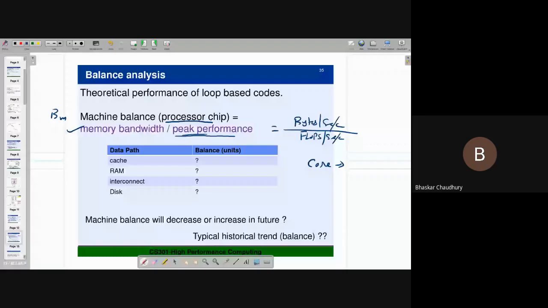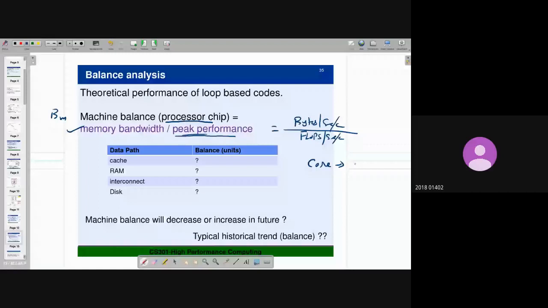Okay, now let me play around with some numbers. Let's talk about one core. What is the typical denominator, the peak performance for one core? Can someone tell me? About 10 gigaflops. Perfect, around 10 gigaflops per second.